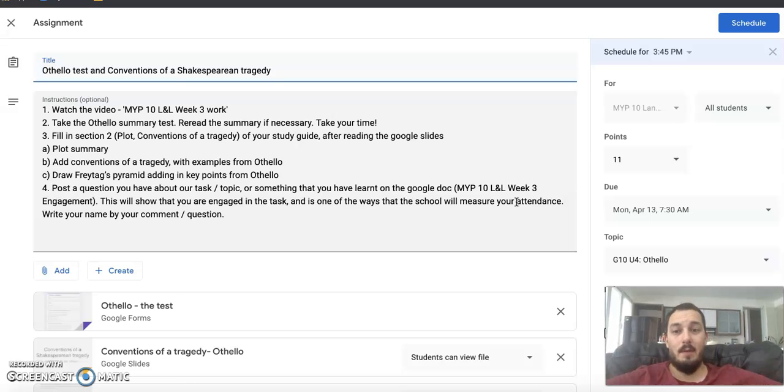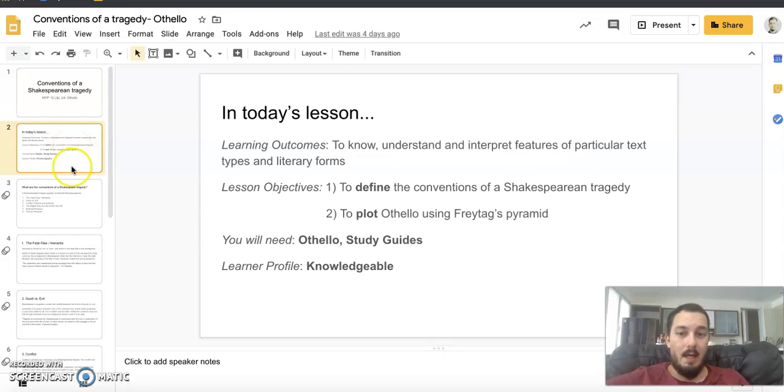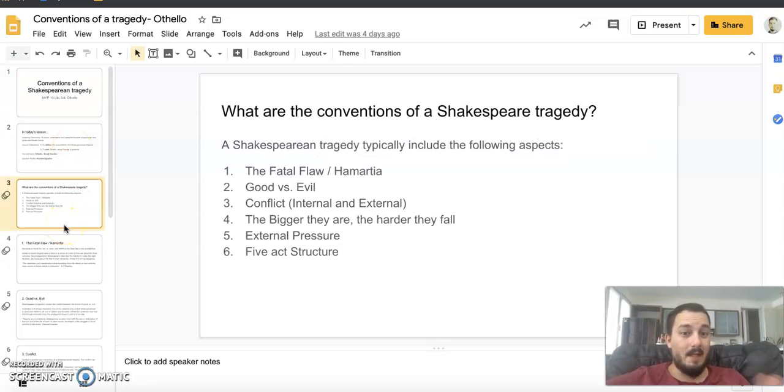So once you've filled in the Google Forms, we're going to look at the conventions of a Shakespeare tragedy. So what are the conventions of Shakespeare tragedy? A Shakespeare tragedy typically includes the following aspects. 1, it has the fatal flaw or hamartia. 2nd, the idea of good versus evil. 3rd, there's always a conflict, sometimes internal, sometimes external. 4, this idea that the bigger they are, the harder they fall. 5, some sort of external pressure. And 6, a firebrack structure.